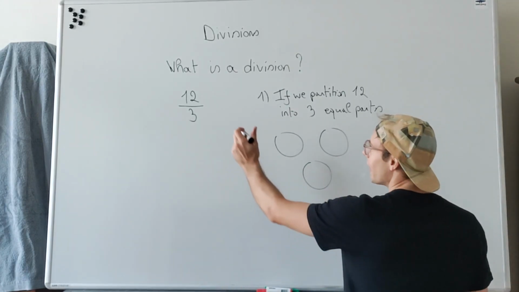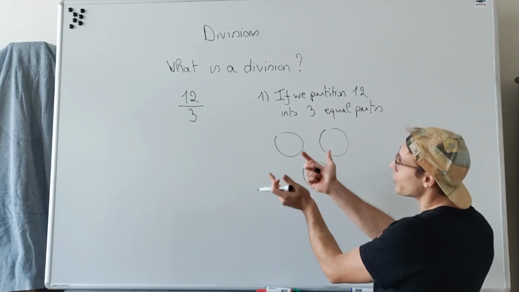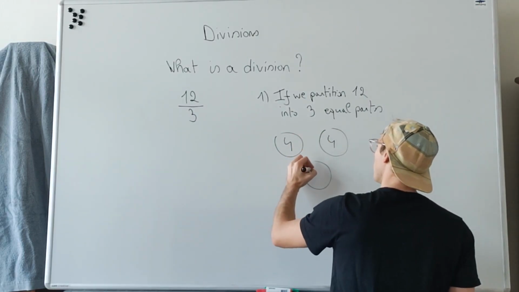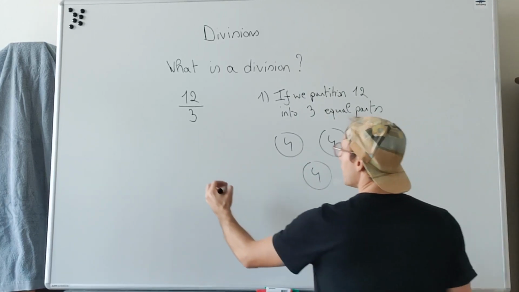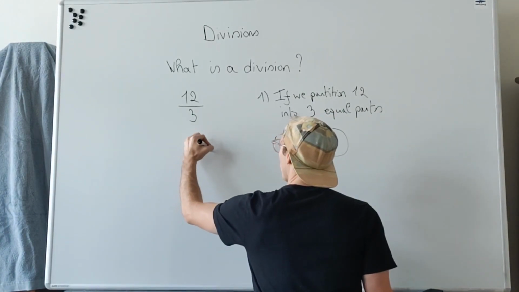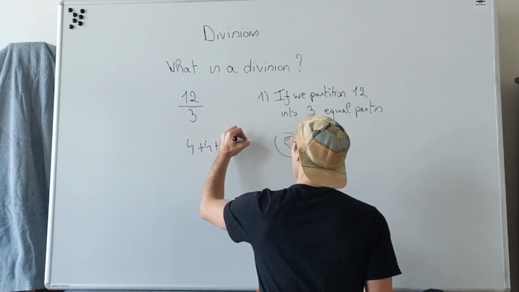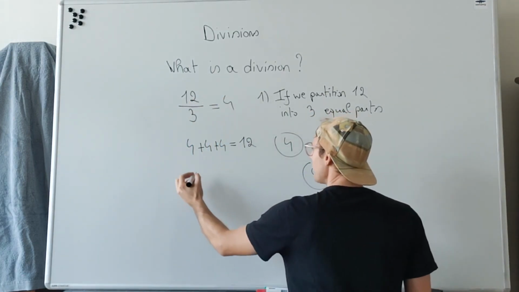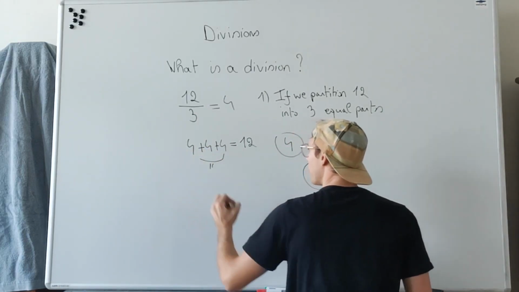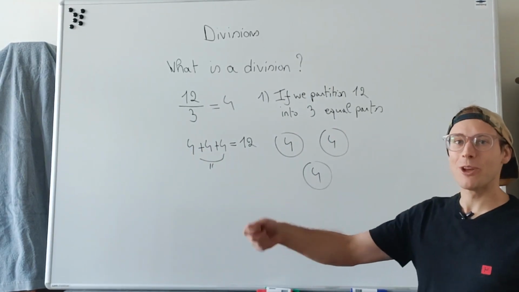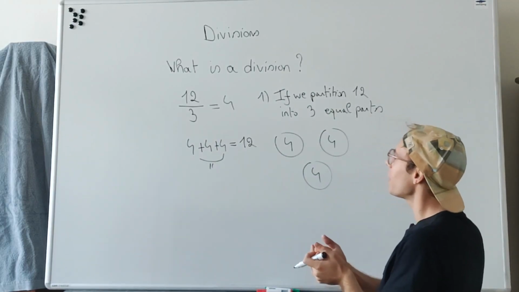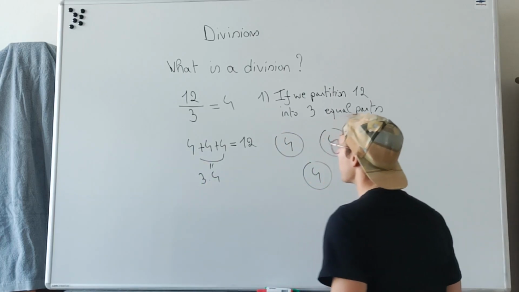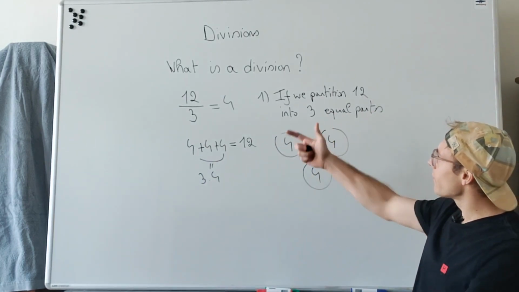Well, of course, if we partition 12 into 3 equal parts and we put 4 in every bag, so these parts are equal, then since 4 plus 4 plus 4 equals 12, we know that dividing 12 by 3 equals 4. And we can write this, of course, because adding the same number to itself over and over amounts to just multiplying 3 times 4. Well, that's one way of looking at divisions.